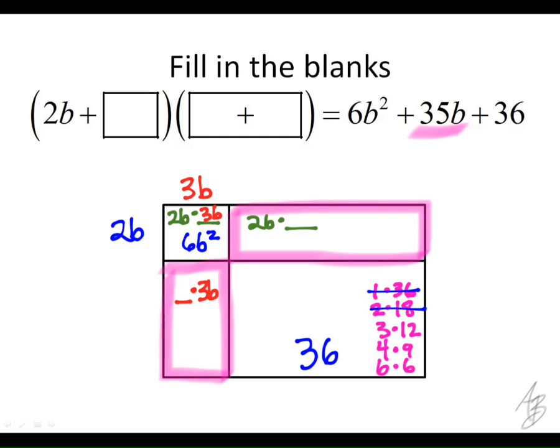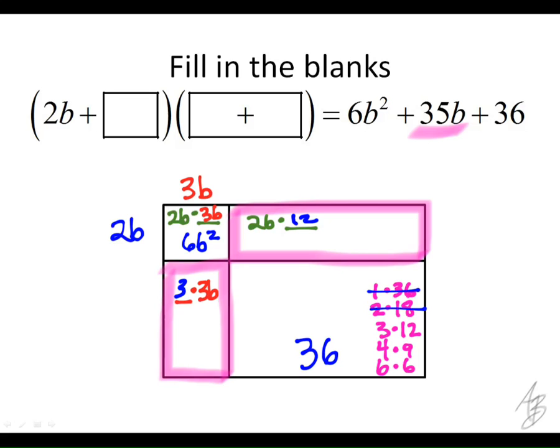12 times 2 is 24, that's too little. Okay, well, let's try that. So if we put the 12 in here, 2 times 12 is 24, and that would put the 3 in here, right? So let's try the 12 here and the 3 here.